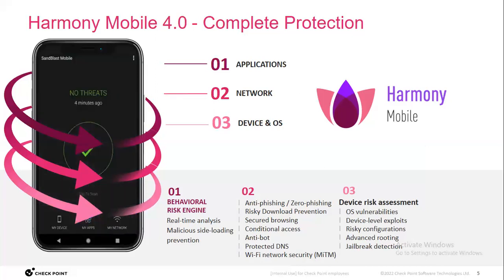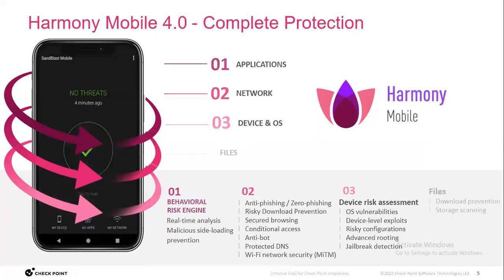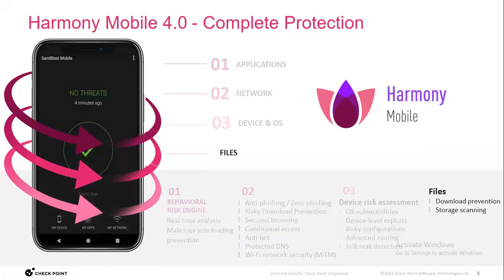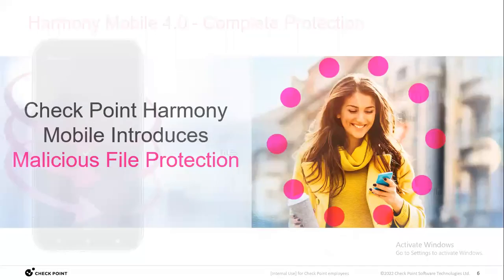So that's all the things we've had, and we've had them for a long time, right? But now with Harmony Mobile 4.0, we have added file prevention and scanning. I'm going to show you the new stuff in the admin console in just a moment. So we've introduced malicious file protection.